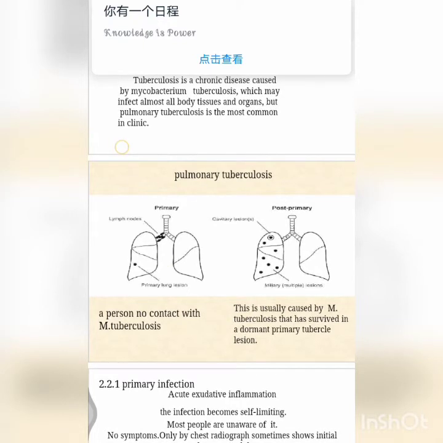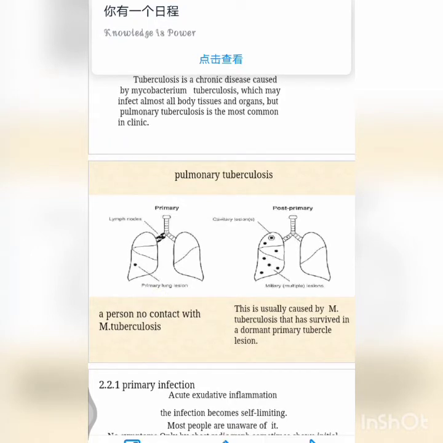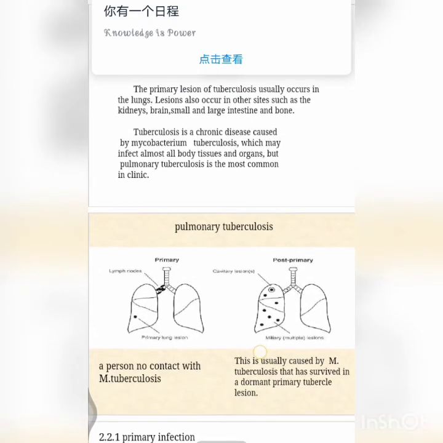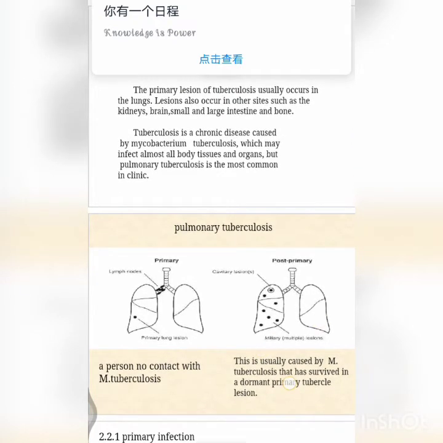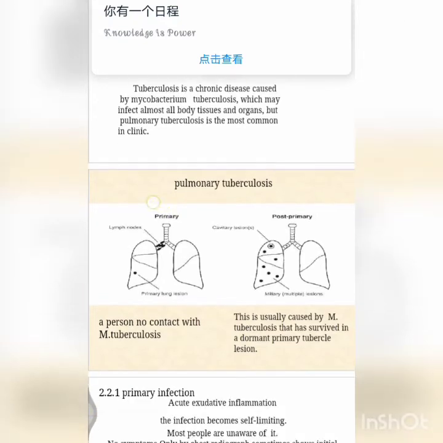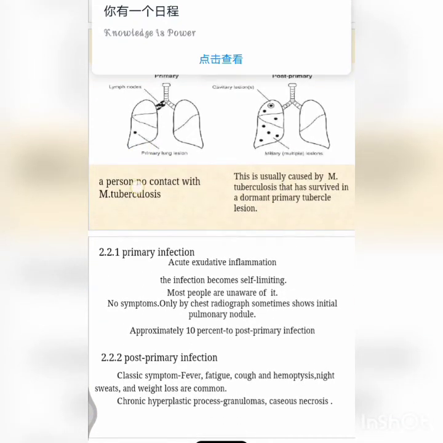So this is, you can see, a normal lung, a normal patient having only the primary lung lesion here. A person with no contact with tuberculosis. Here you can see that this is usually caused by M. tuberculosis that has survived in a dormant primary tubercle. If you remember, first the primary tuberculosis, next the secondary. Primary is encapsulated in the granuloma or calcified, and in a healthy person it may not progress. But if it is resistant, then it may enter the secondary phase, that is, post-primary case. So you can see how it is forming many lesions in the lungs.